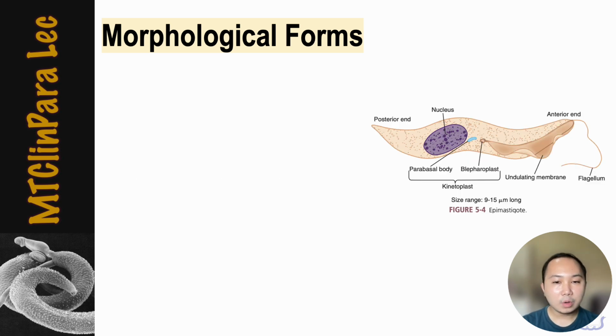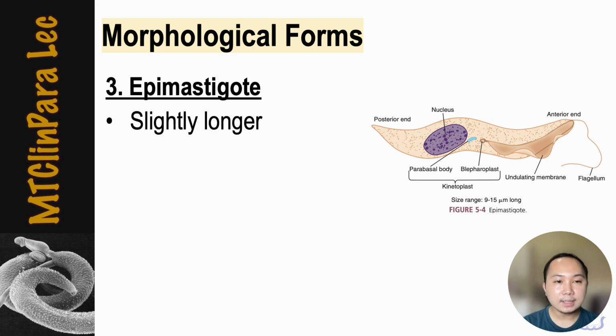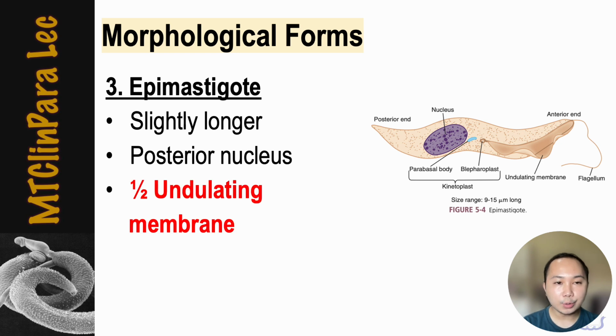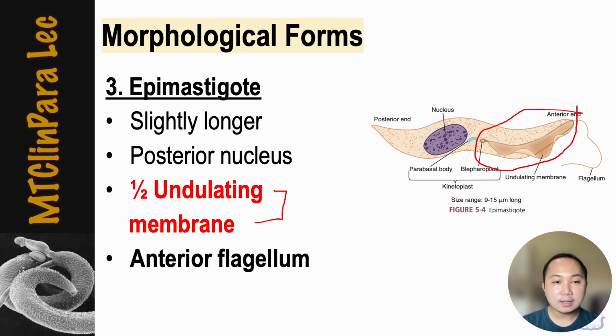The next one is what we call the epimastigote. The epimastigote is slightly longer than the promastigote, and it contains a posterior nucleus with a half-of-the-body-length undulating membrane. This is what separates it from the promastigote. Remember, in the previously discussed morphological form, the promastigote, there is no undulating membrane. So for the epimastigote, this is very unique, with a half-of-the-body-length undulating membrane. It also contains an anterior flagellum, and that is your epimastigote.